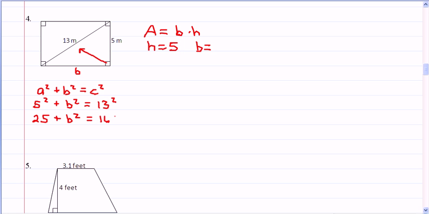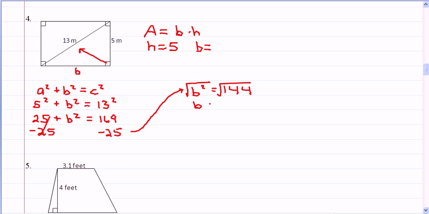13 squared is 169. So when I subtract 25 from both sides, I get b squared is equal to 144. So take the square root of both sides to solve for b, and I get b is equal to 12. So the base of my rectangle is equal to 12, and that's the value that I need to find the area. So the area, base times height, is 5 times 12, and 5 times 12 is 60.